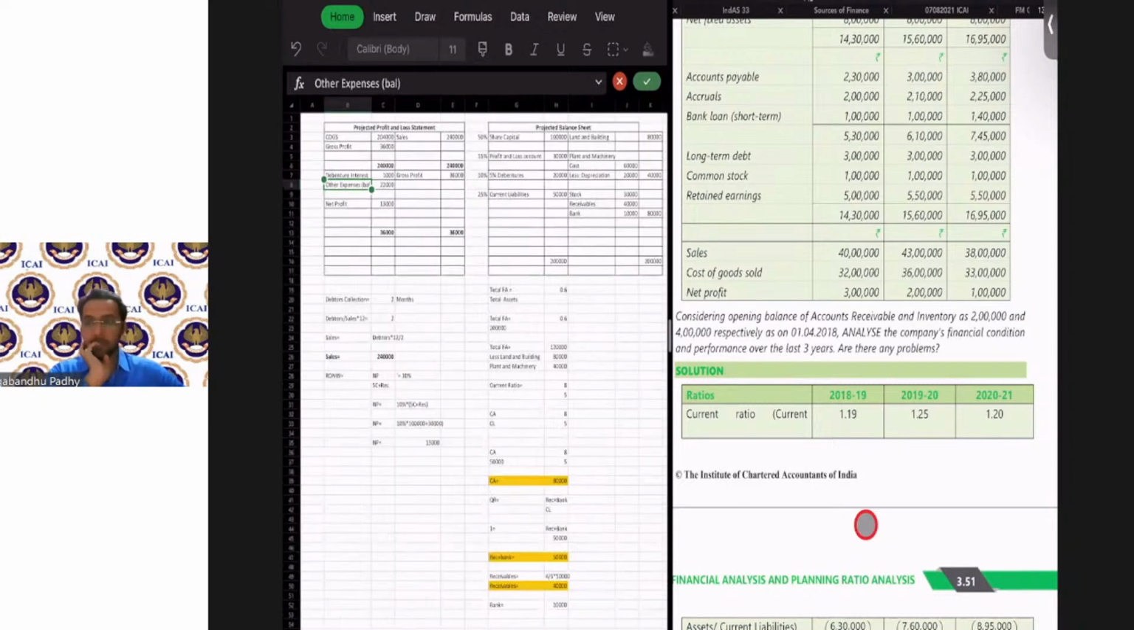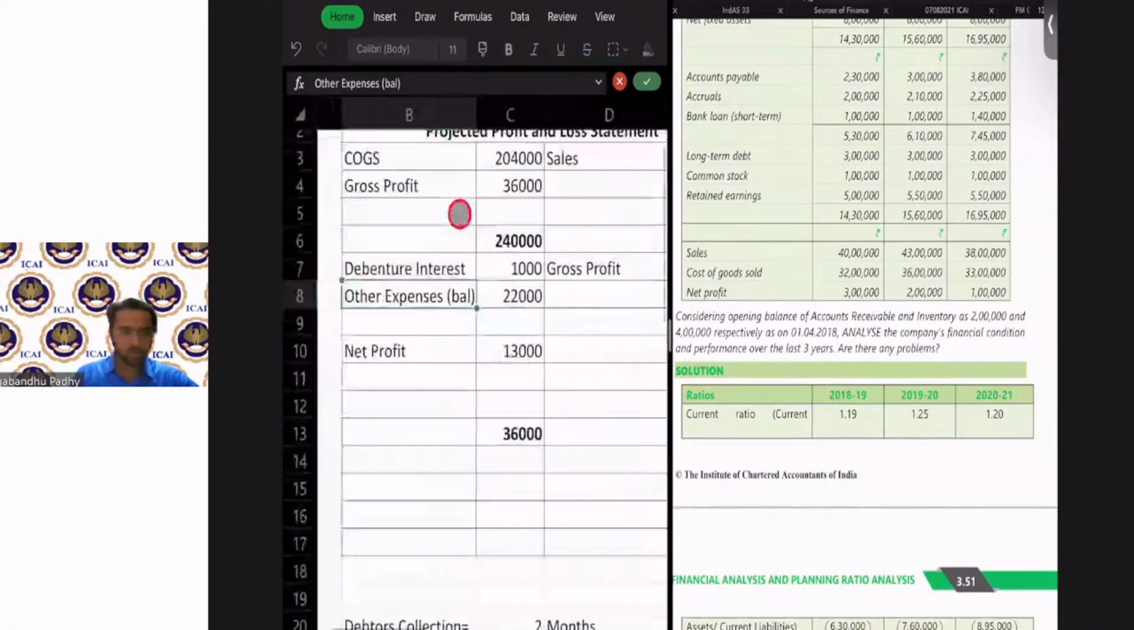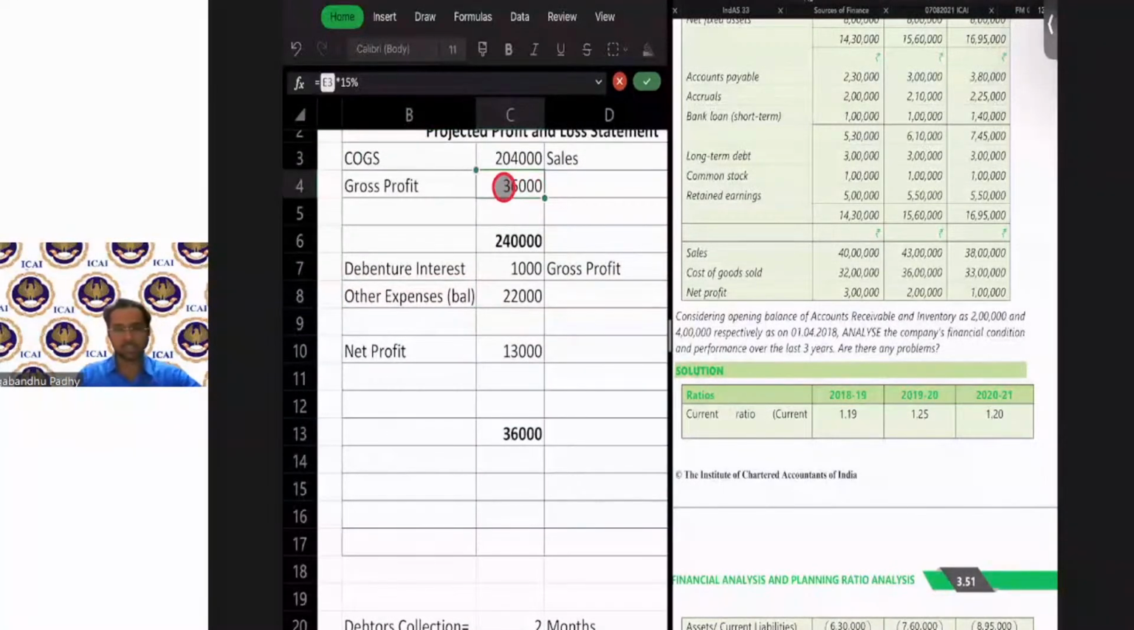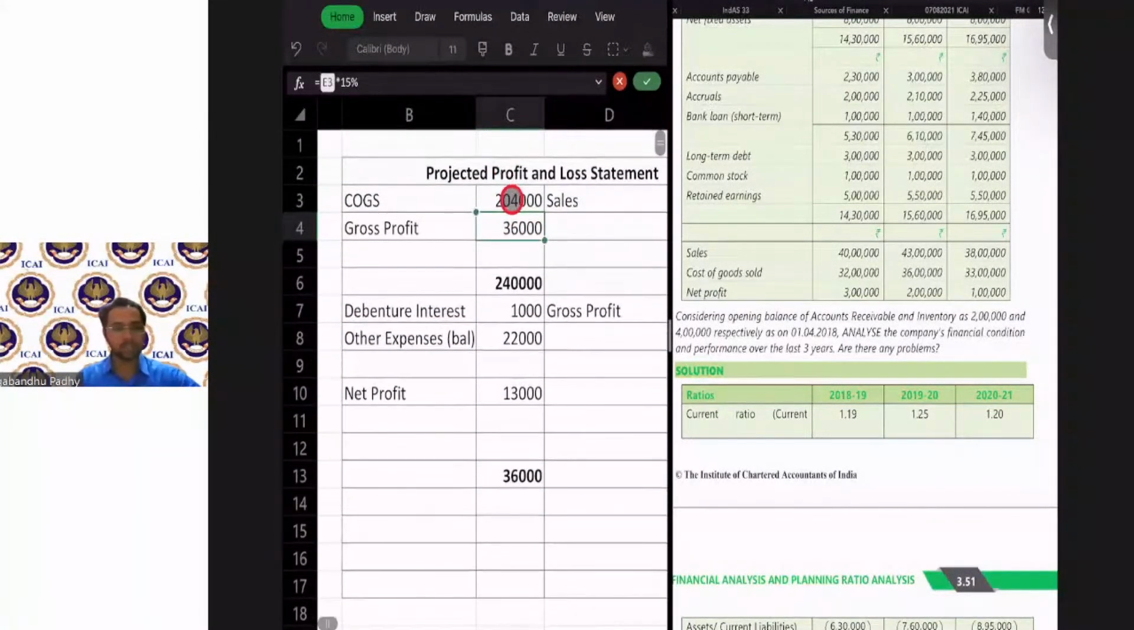Sharon is asking about COGS of the previous illustration. Sharon, it is stated that gross profit is 15%. So COGS will be the balance, 85%. Okay.